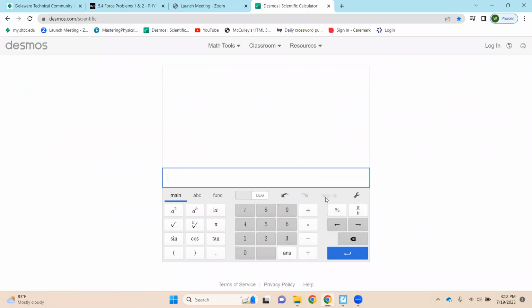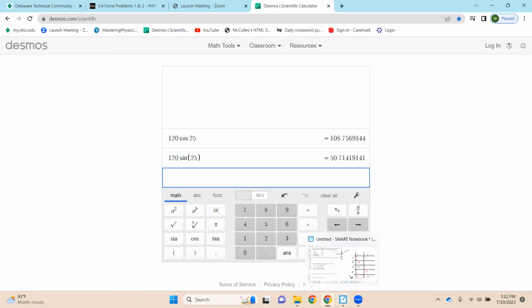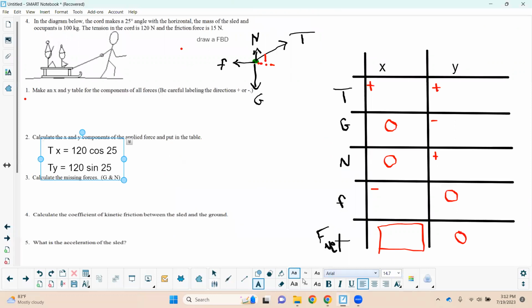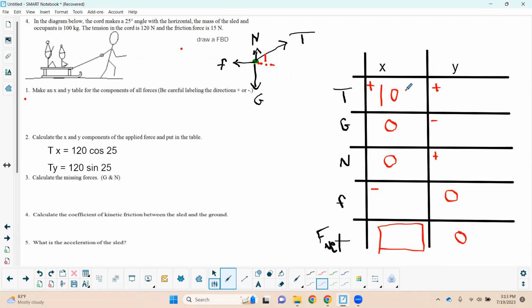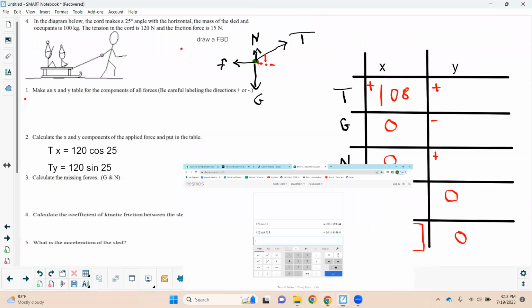So I'm just going to go to Desmos or a calculator and do 120 cosine of 25 and 120 sine of 25. Okay, so it's going to be 108.8 and then 50.7. So we'll just round those. Some people worry about how much to round. You can stop after 1 decimal or 2 decimals. You don't have to do more than that. So 108, I forgot already, 0.8. Yeah, and then 50.7.